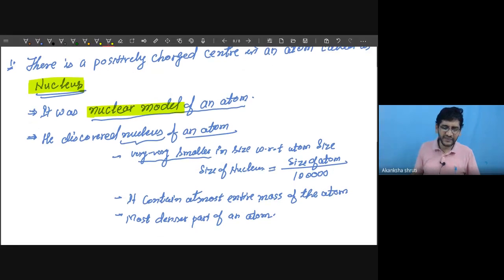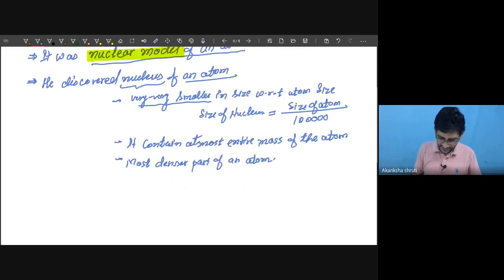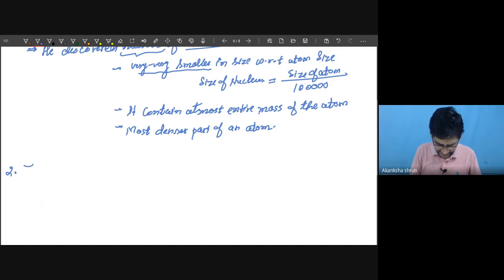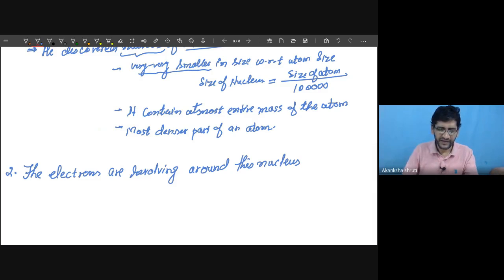The next was regarding the electron. The electrons are present in the empty region outside the nucleus. So write down the second observation, the second point of this model. The electrons are revolving around this nucleus, in well-defined circular orbits.